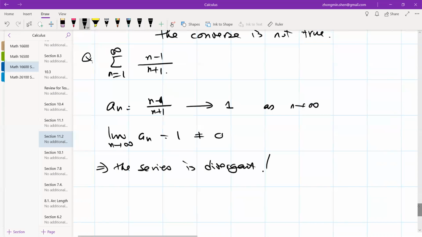Like every day you get $1, right? Suppose you live forever, almost $1, maybe 98 cents, but never smaller than that number. After 1 billion years, you get about $1 billion. So it's getting large. It's not going to be convergent. It's divergent, right?